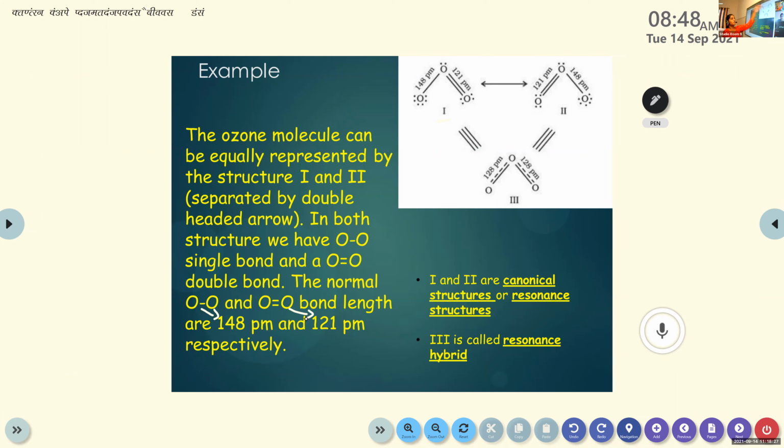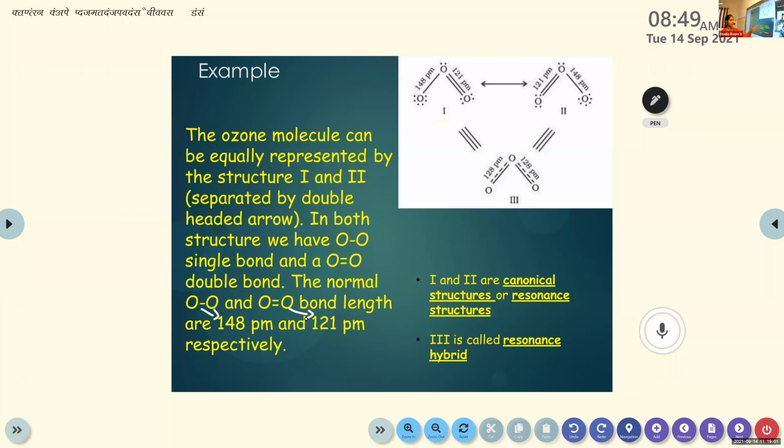So these structures 1 and 2 are called canonical structures or resonance structures. And the third structure is the intermediate between first and second structure. It is known as resonance hybrid. Okay, first and second structures are known as resonance structures or canonical structures. And the third one is the intermediate between first and second. It is known as resonance hybrid. Clear, children?